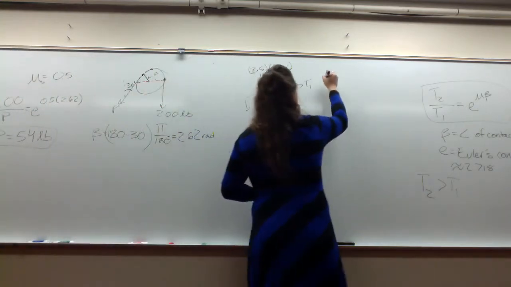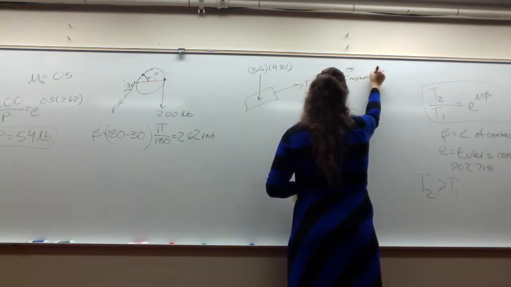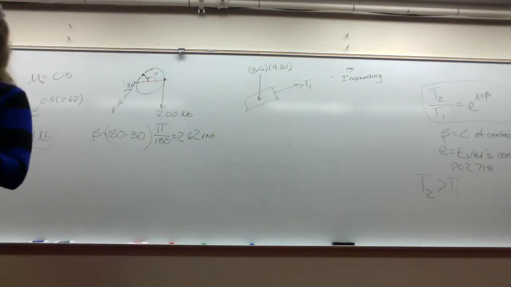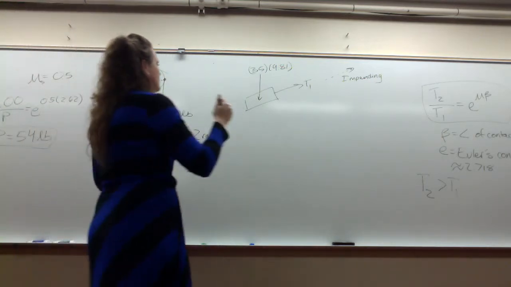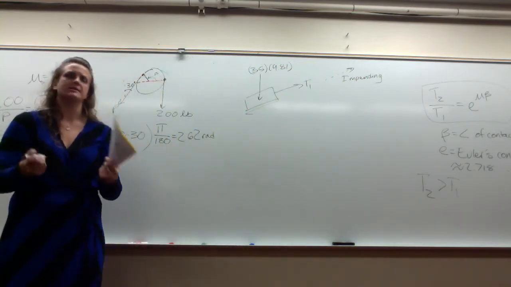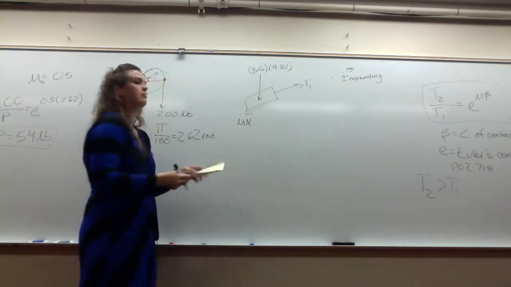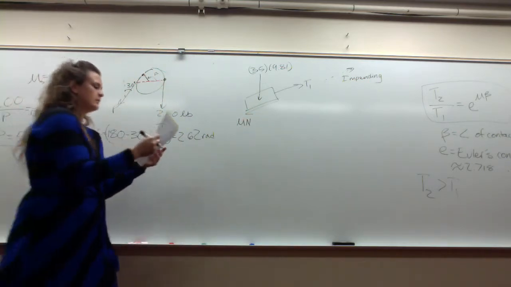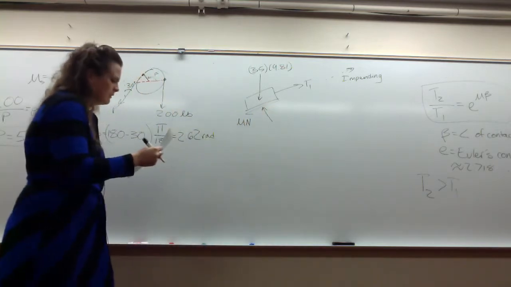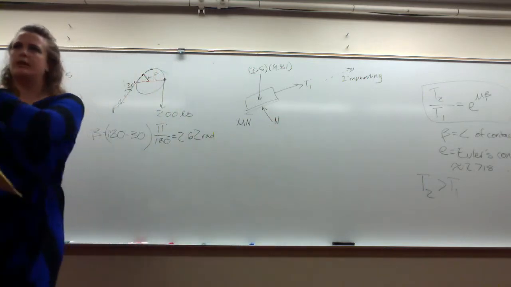Opposing motion, right? Our impending motion is up and to the right. That's how we're pulling it. We must overcome that frictional force that's resisting motion. So I will call that mu n. All right? And we have our normal force that's caused by the weight of the log in the ground.